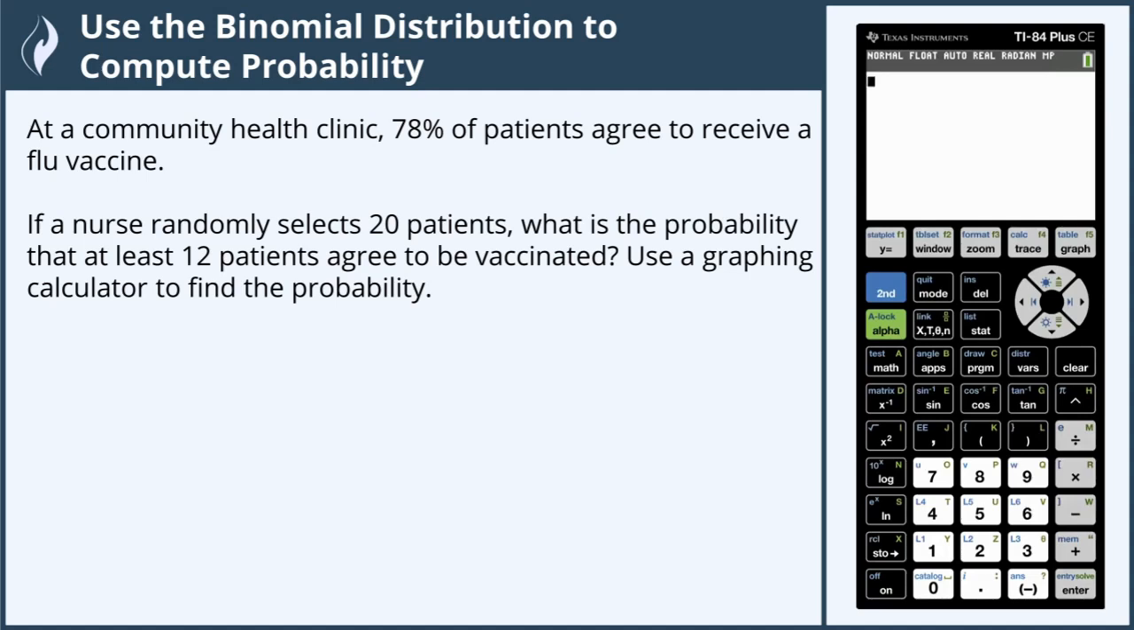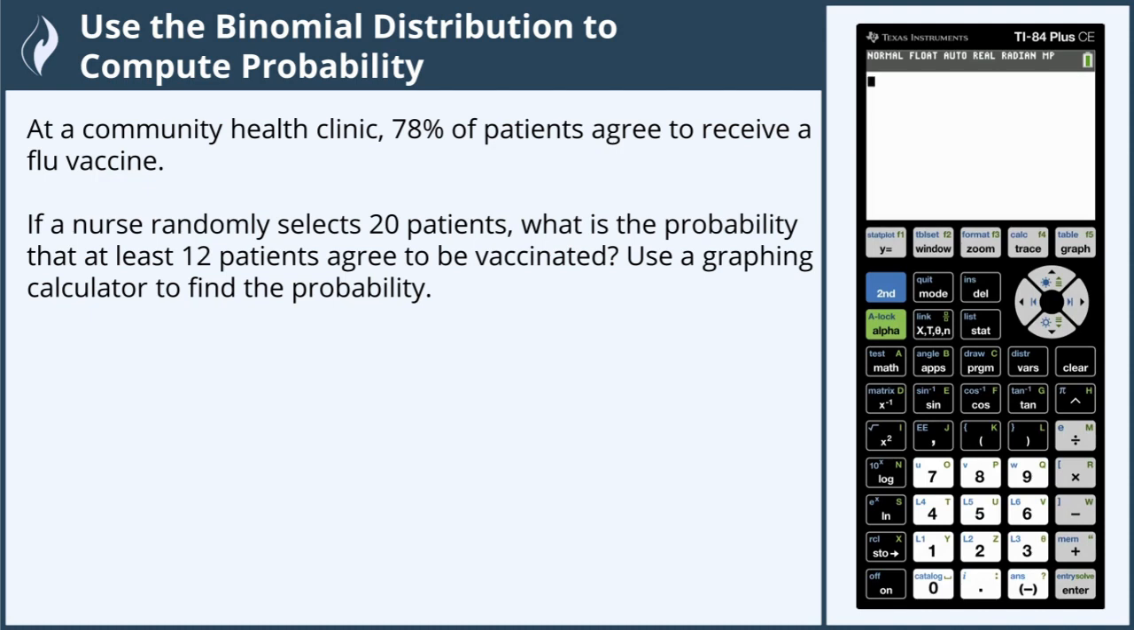At a community health clinic, 78% of patients agree to receive a flu vaccine. If a nurse randomly selects 20 patients, what is the probability that at least 12 patients agree to be vaccinated? We're going to use a graphing calculator to find this probability.